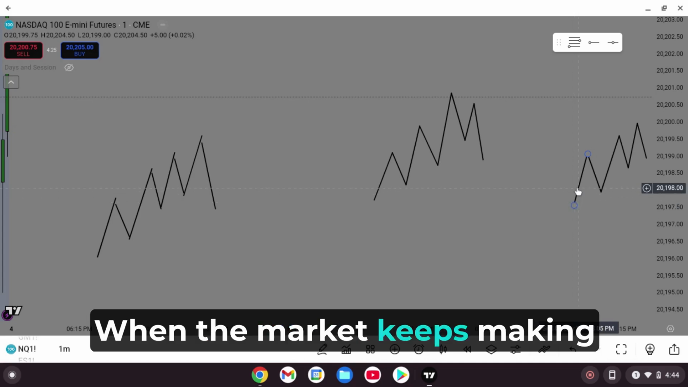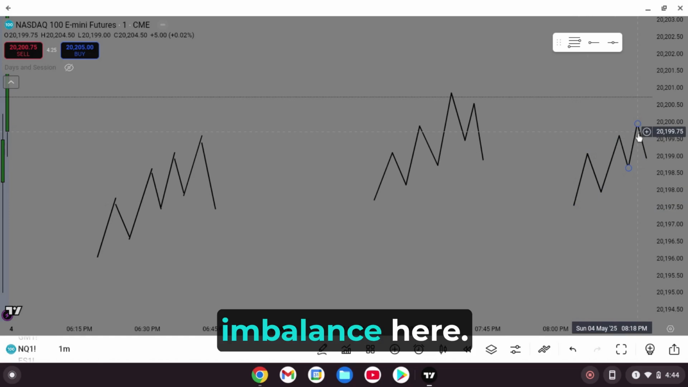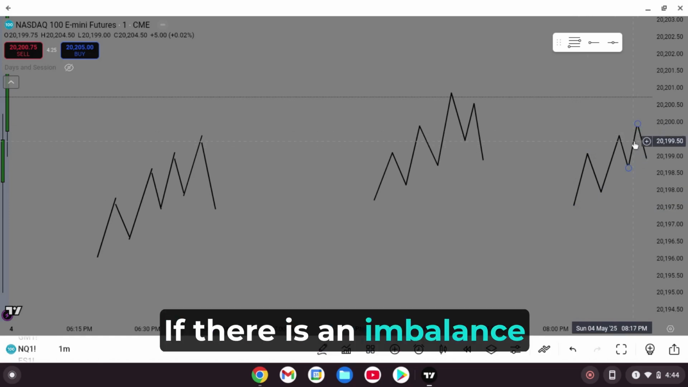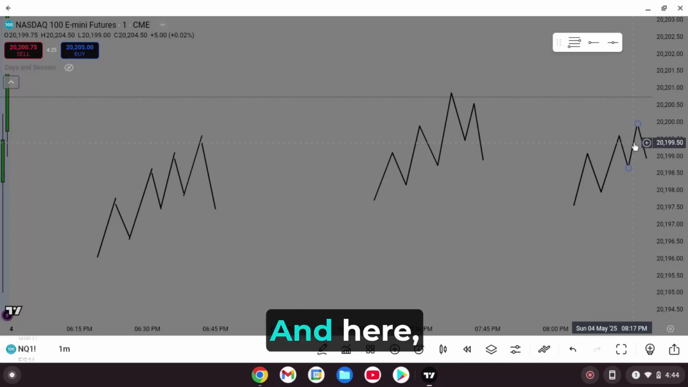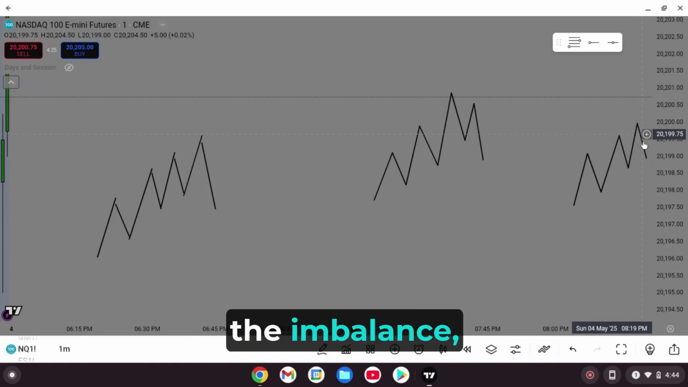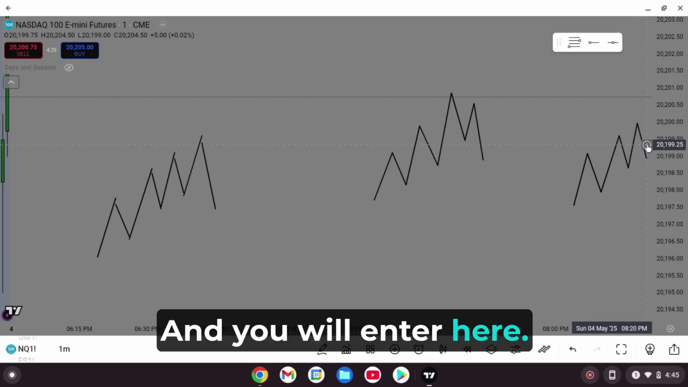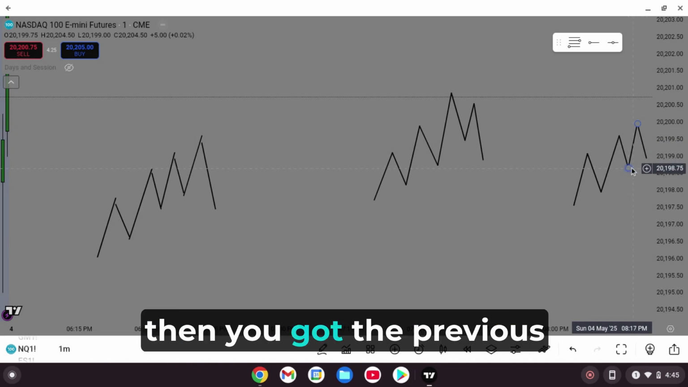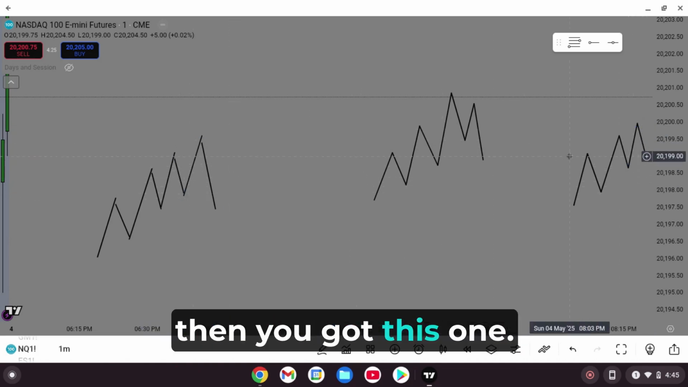When the market keeps making high, low, low, high, low, high, and then there is an imbalance here. If there is an imbalance in this swing, I will show you how it happens. Here the market covered the imbalance, so this is your break of structure where the trend reversal happened, and you will enter here. If this swing point is broken, then you got the previous break of structure. And if two are created, then you got this one.